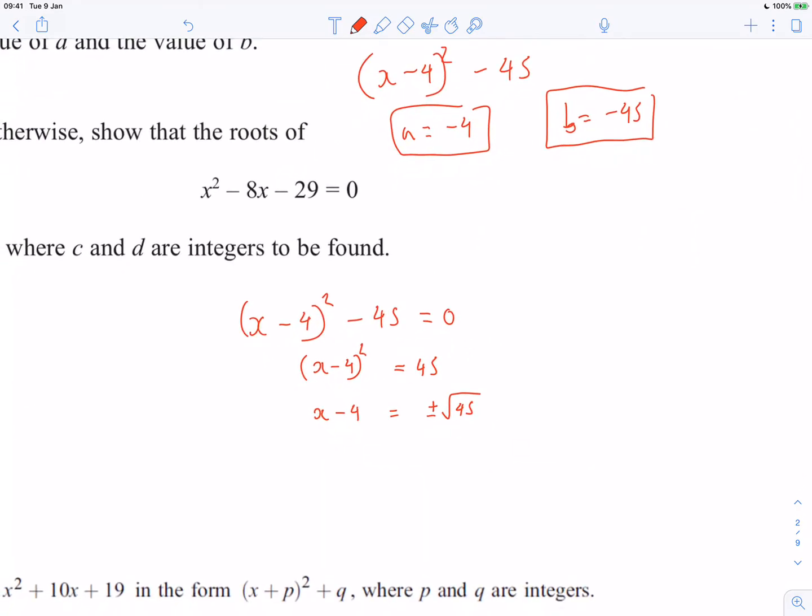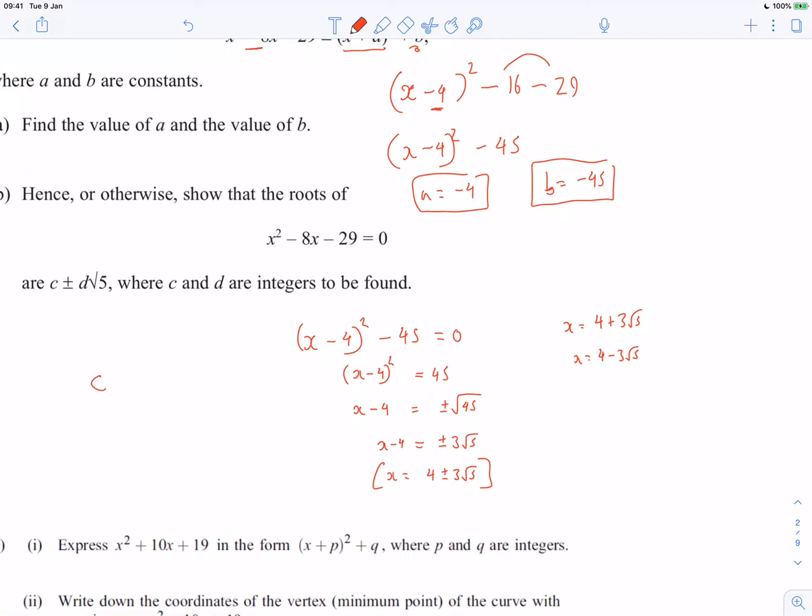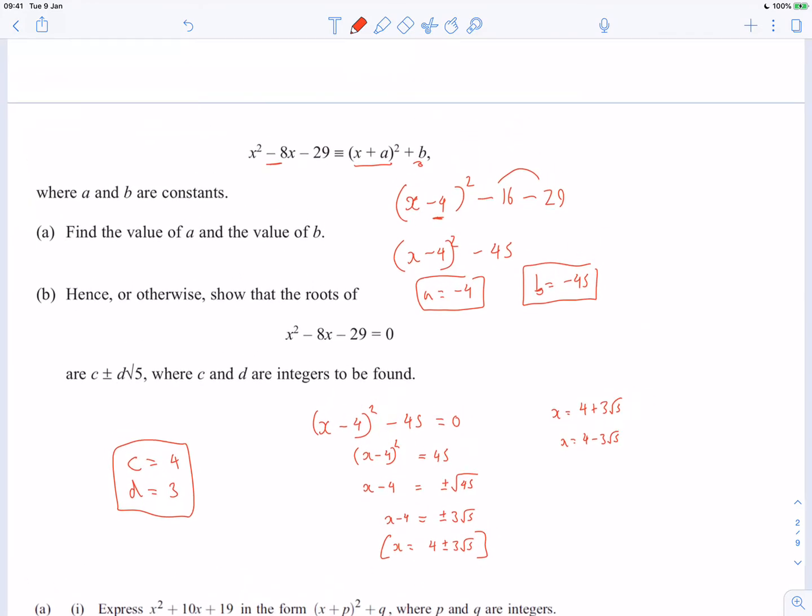And now we've done a bit of surds. Root 45, you should be able to jump to 3 root 5, because 45 is 9 times 5 and root 9 is 3. And this equals x minus 4, and then I'm going to add 4 to both sides, so 4 plus or minus 3 root 5 is the answer. This means there are two solutions, either x equals 4 plus 3 root 5 or x equals 4 minus 3 root 5. So it looks like c, the number term, is 4, and d, the coefficient of root 5, is 3. That's my final answer for that.